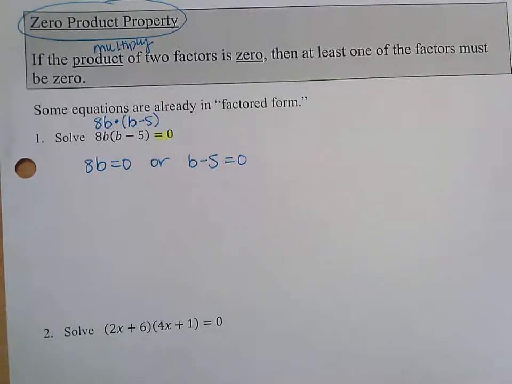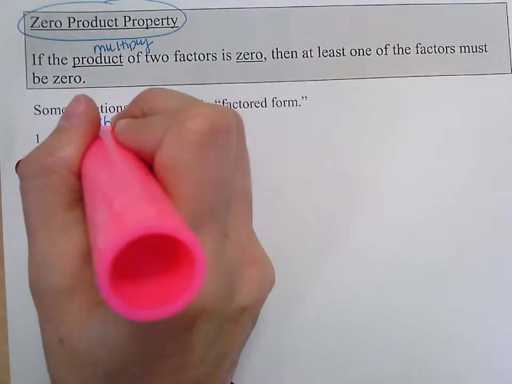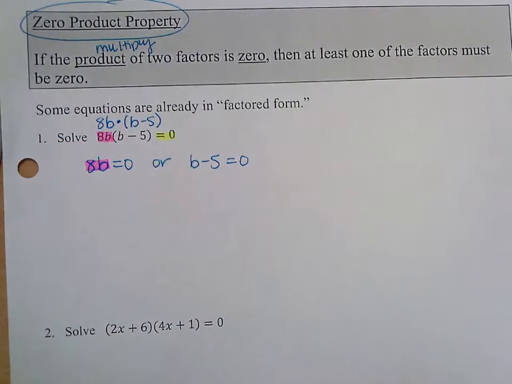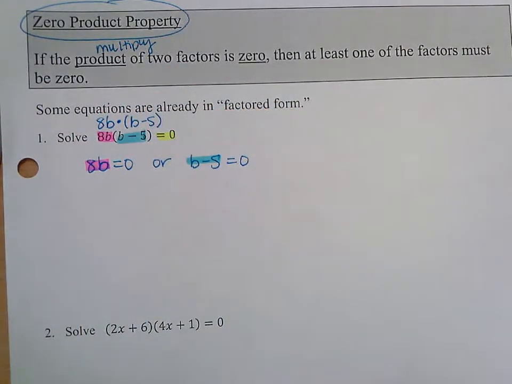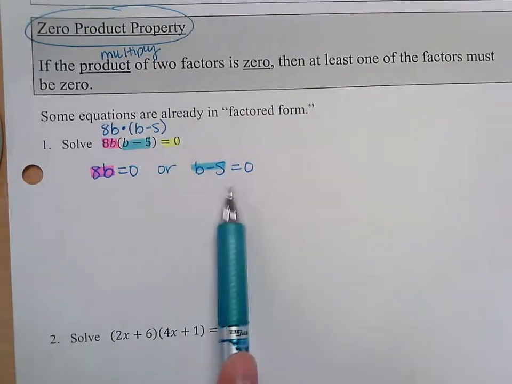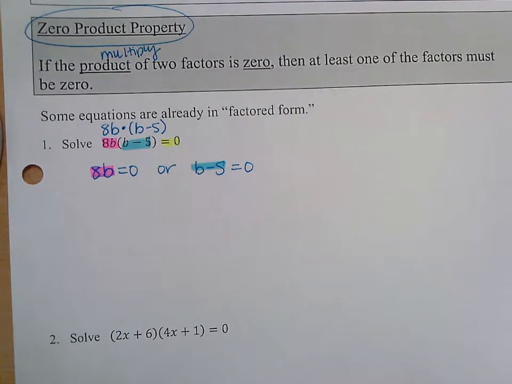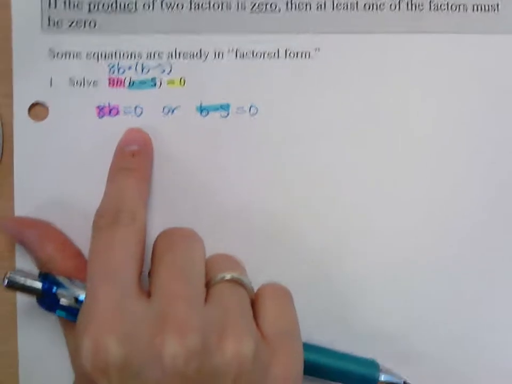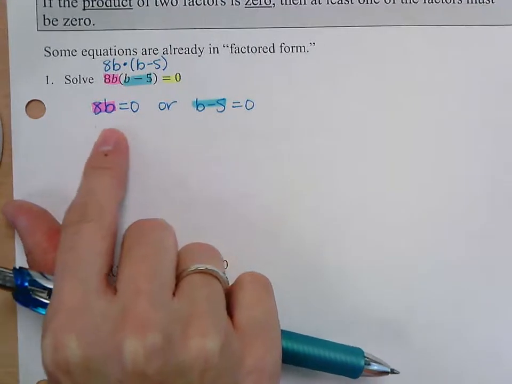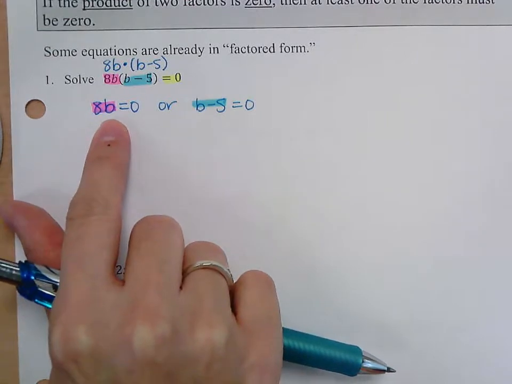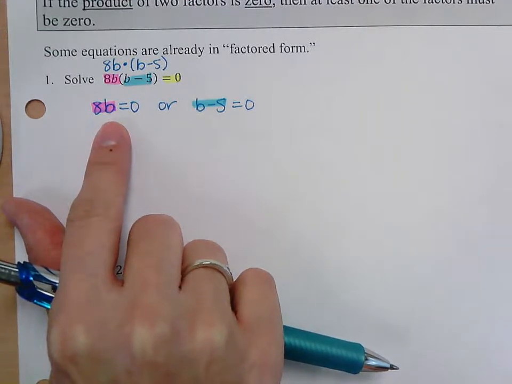Okay, so here are my two factors. 8b is a factor, or b minus 5 is a factor. And I set each of them equal to 0. And then I solve those two equations for the variable, in this case b. So how do I solve the first one for b? How do I solve 8b equals 0 for b?